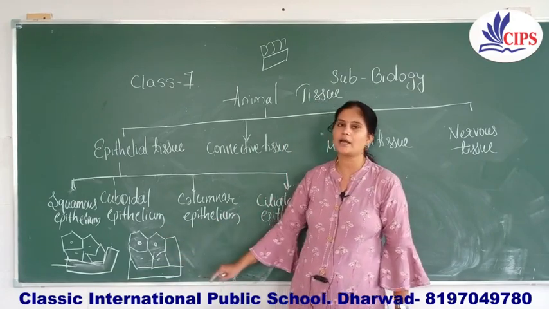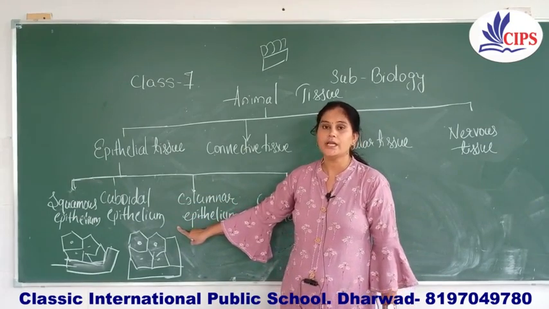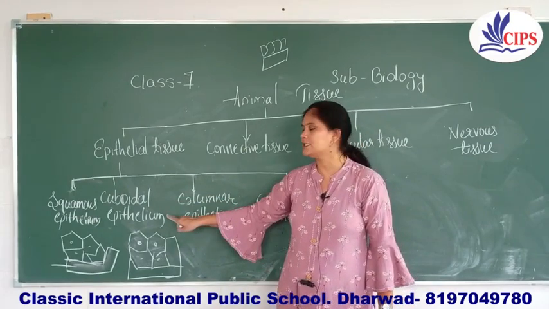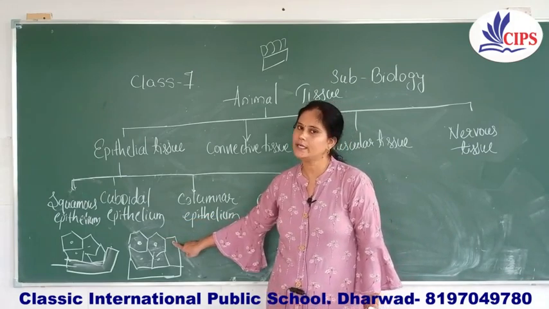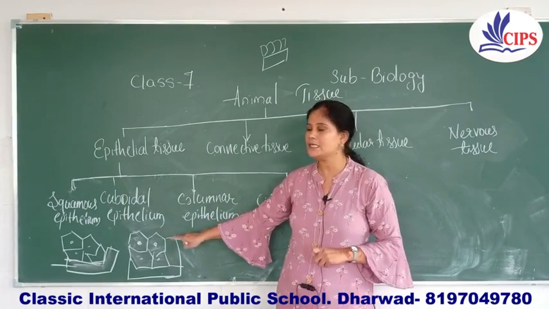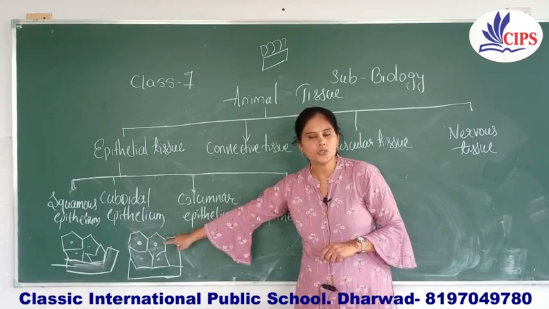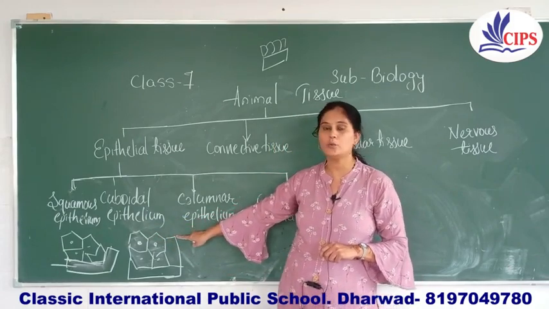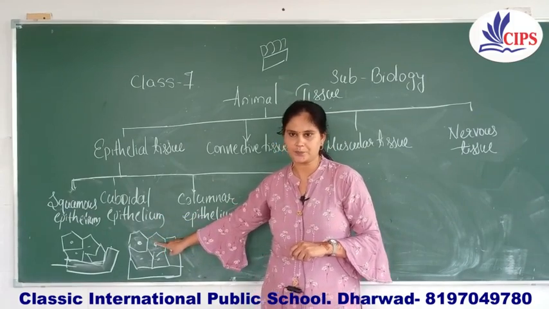This cuboidal epithelium tissue is mainly present in the salivary glands and also in the thyroid gland. These tissues mainly secrete some kind of juices. So the main function of the cuboidal epithelium is secretion.